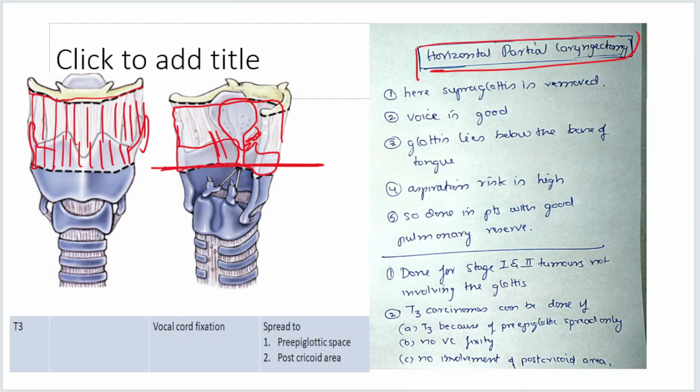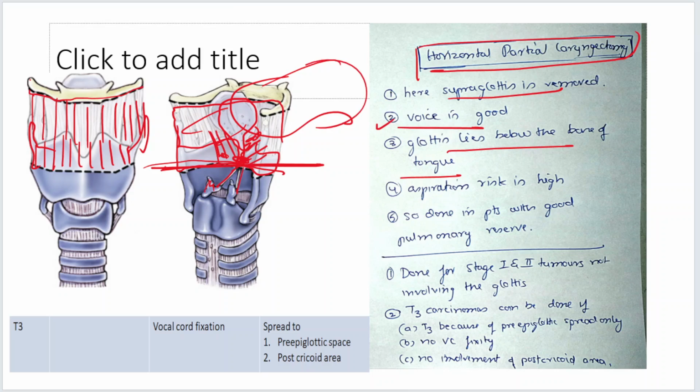Okay. So here there will be epiglottic folds. Here there will be arytenoids. Arytenoids are not removed. So this part is removed, this half is removed. Here supraglottis is removed. Voice is good because the vocal cords and the arytenoids are not touched. Now the base of the tongue lies above the glottis, so the glottis lies below the base of the tongue. So aspiration risk is high.